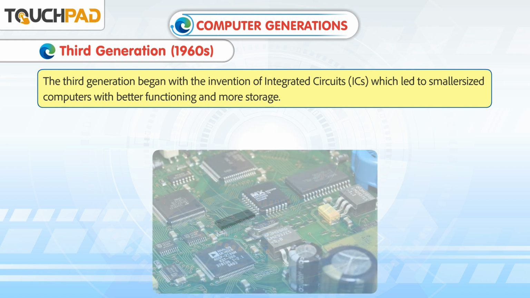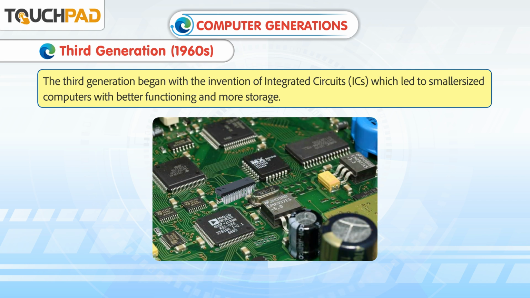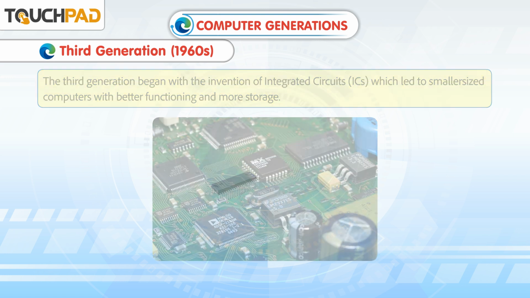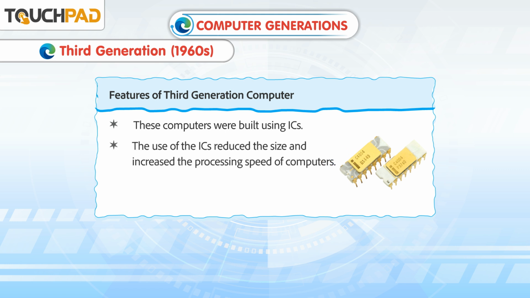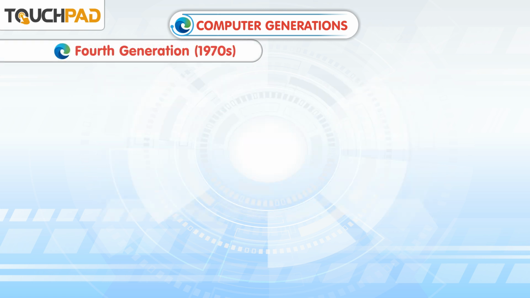Third generation, 1960s. The third generation began with the invention of integrated circuits, ICs, which led to smaller size computers with better functioning and more storage. Features of third generation computer: these computers were built using ICs. The use of ICs reduced the size and increased the processing speed of computers. These were more affordable and dependable.